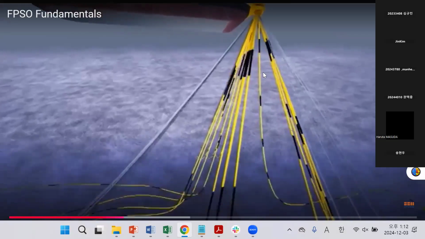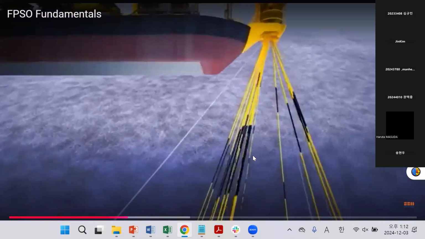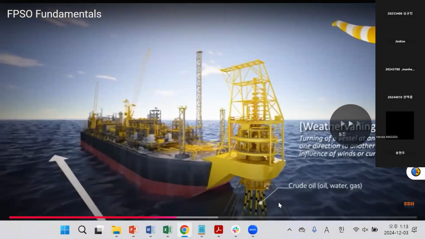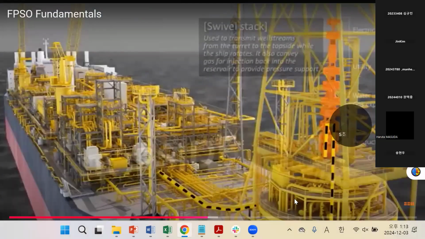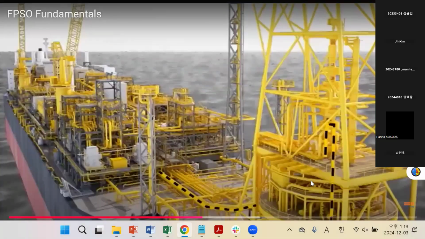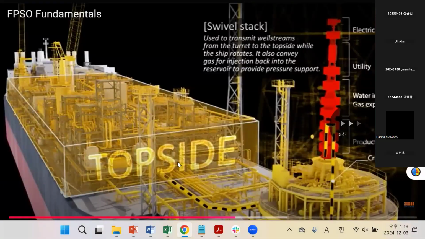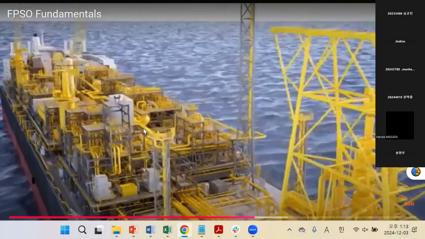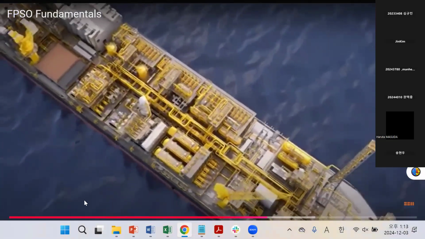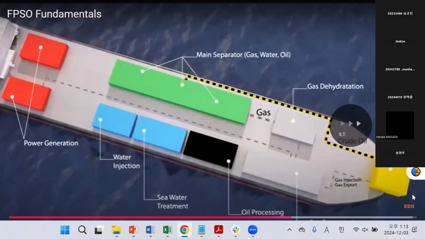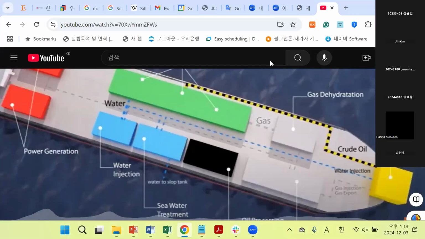There's the mooring system and also the pipe to transport the oil and gases. And the mooring system provides the stability of the ship. And there's some processing parts of the engine and streaming parts here.